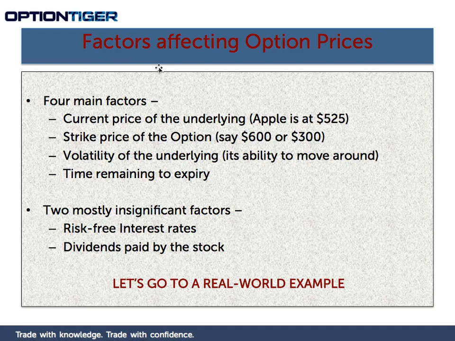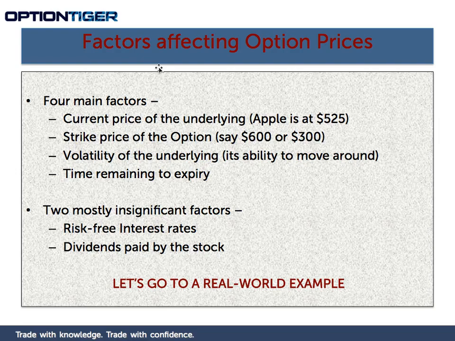Then there are two mostly insignificant factors that go into all options pricing models. One is the risk-free interest rates, and two, the dividends paid by the stock. Now, in both of these cases, the impact these two factors have on the options price is very minimal. So although all options pricing models input these values into their models, as a practical matter for a trader or an investor using these stock options, these two factors are almost always ignored.